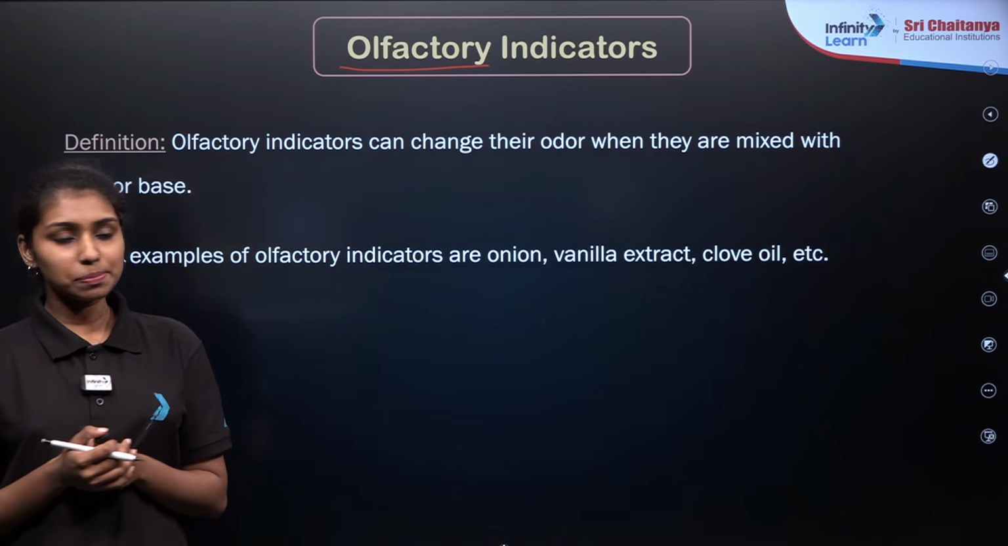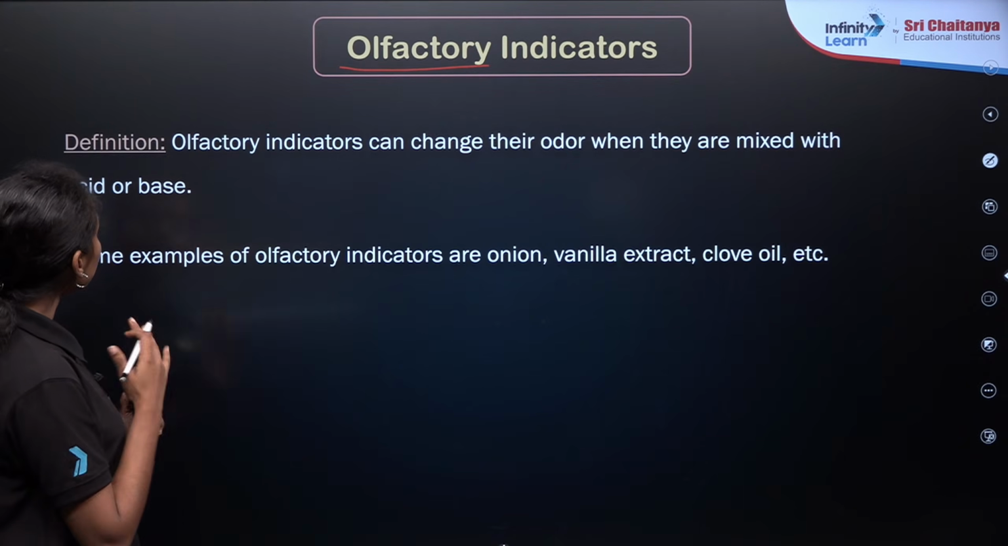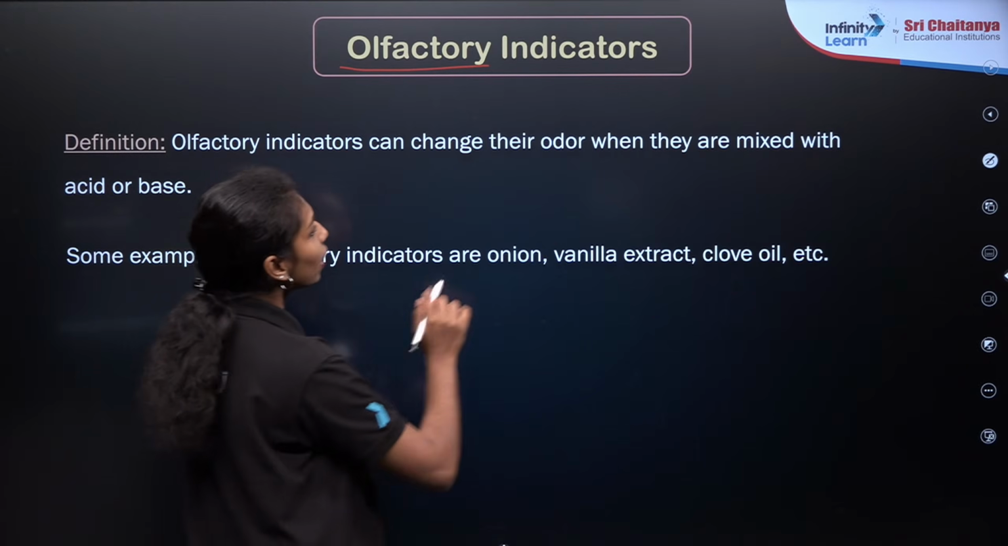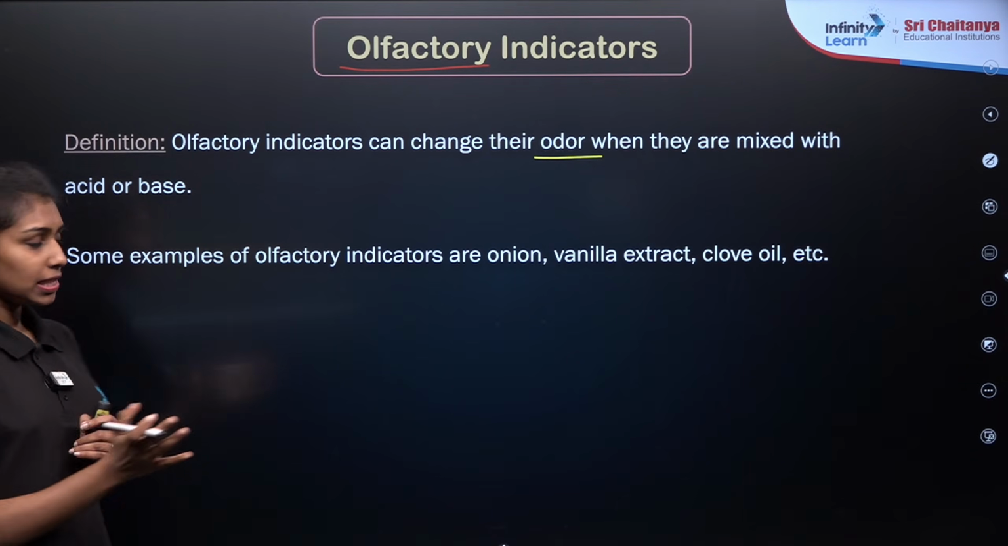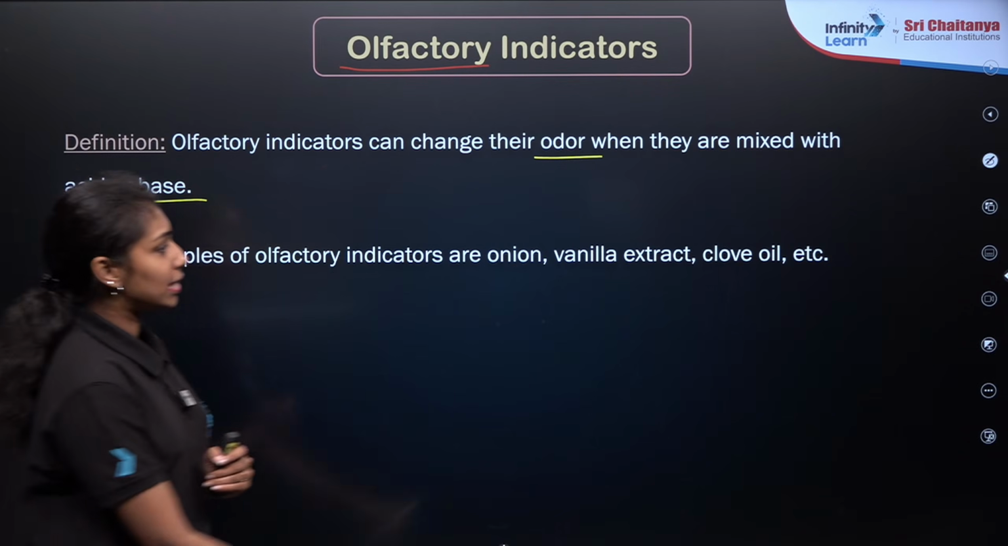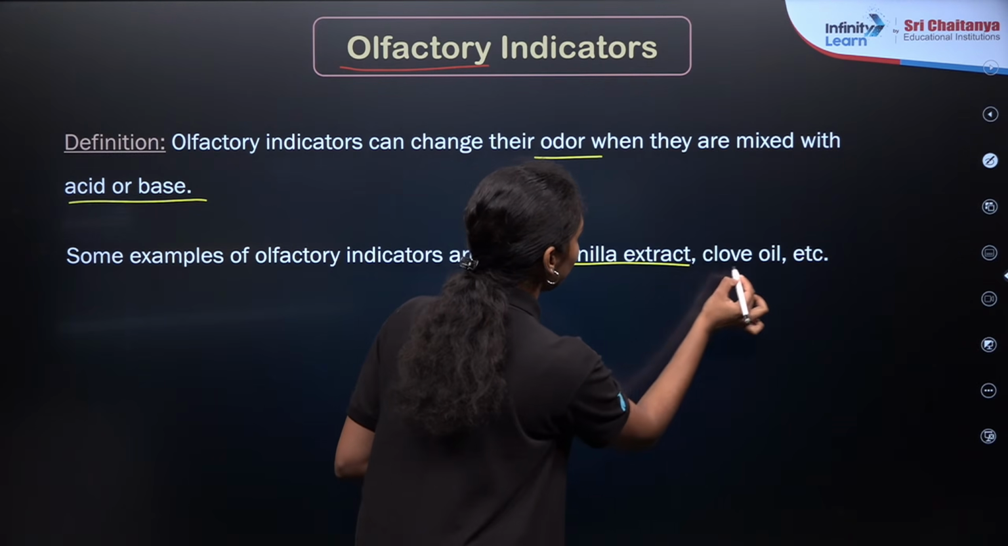Yes, olfactory means smell change, right? Odor change. So these are indicators that can change their odor when they are mixed with acid or base, right? Is there any example? Yes, it is given: onion, vanilla extract and clove oil.